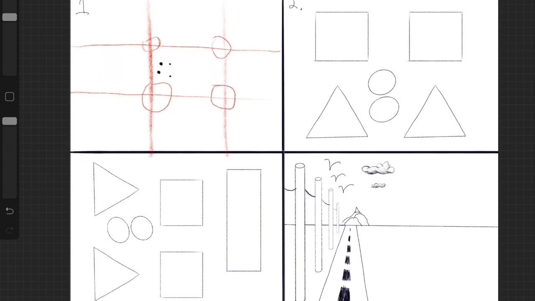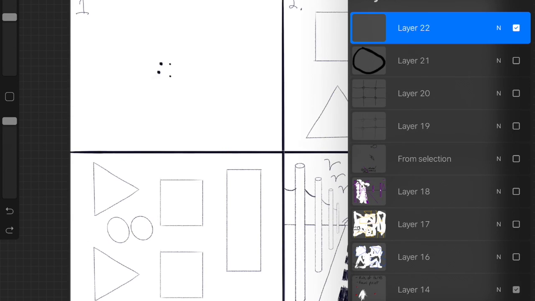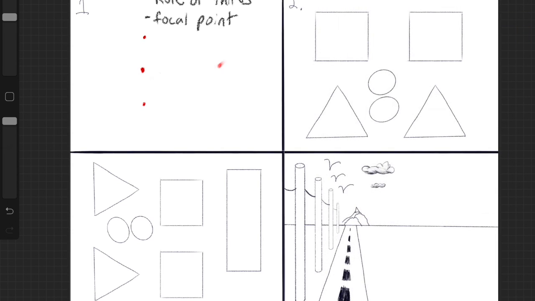So what that means is that instead of taking those 4 dots and putting them in the middle, what I would do is something like this, which I did before. I moved my dots, 3 on the left side and then 1 on the right side. So that's the rule of thirds.